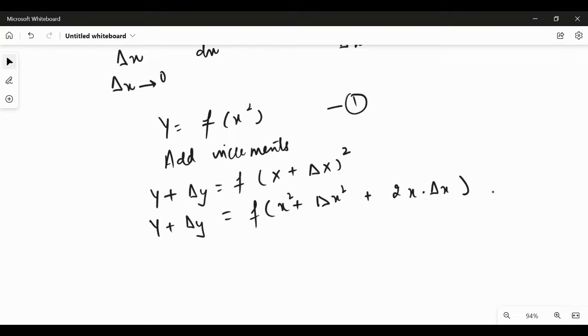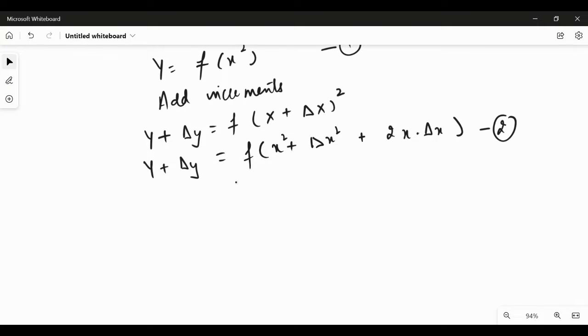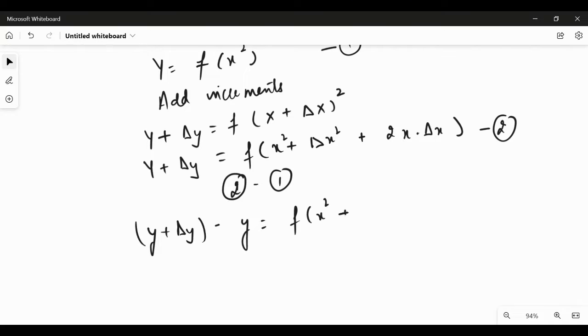So this is my first equation, this is my second equation. Now to simplify, we have to subtract, that is, second equation minus first equation. What I will get is y plus delta y minus y is equal to x square plus delta x square plus 2x into delta x.